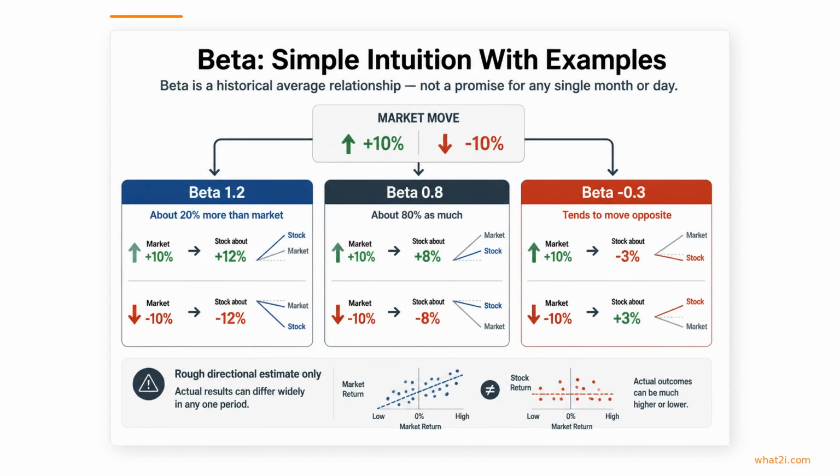It helps to treat beta as a rough historical average, not a promise about what will happen in any single month. For example, a beta of 1.2 suggests the asset has tended to move about 20% more than the market, while 0.8 suggests a smaller response, and negative beta points the other way. If the market rose 10%, a 1.2 beta might imply about 12%, but actual results can easily differ.